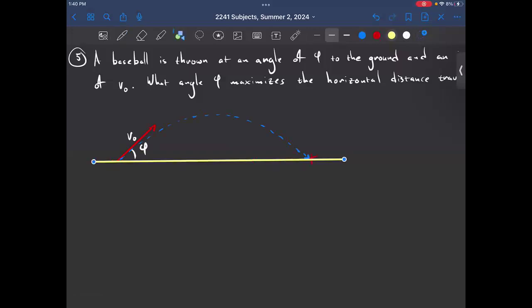There's a diagram of our situation. Now, we have a maximum height here, and a maximum distance. So when the ball hits the ground, how far did it go?